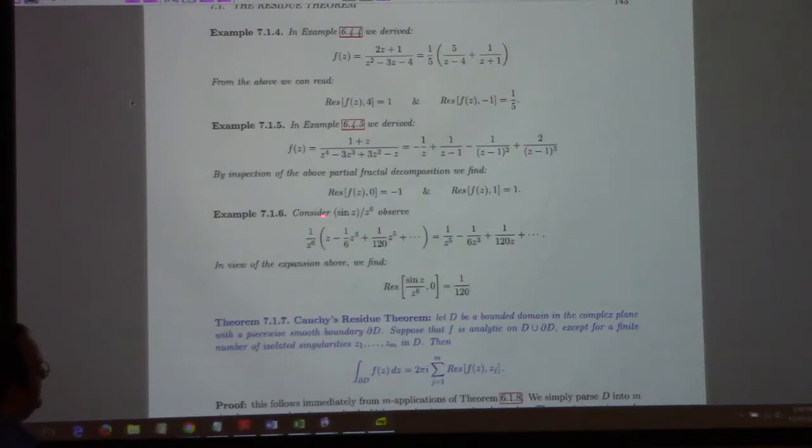Here's a more interesting one. Sine of z over z to the 6th. So what that means is you multiply the power series for sine times 1 over z to the 6th. Well, that gives you 1 over z to the 5th minus 1/6 z cubed plus 1 over 120 z. So this function has what's called a pole of order 5, all right? And it has a residue of 1 over 120 at 0. At points other than 0, this is just analytic. So the residue anywhere except for 0 would just be 0.